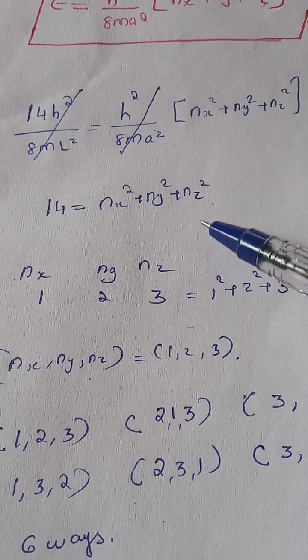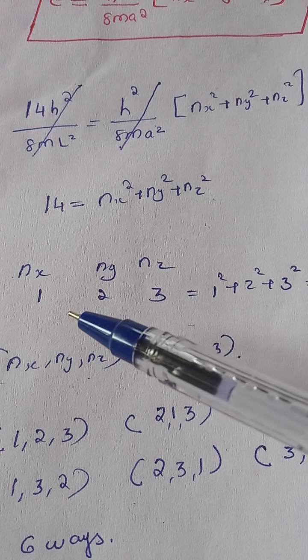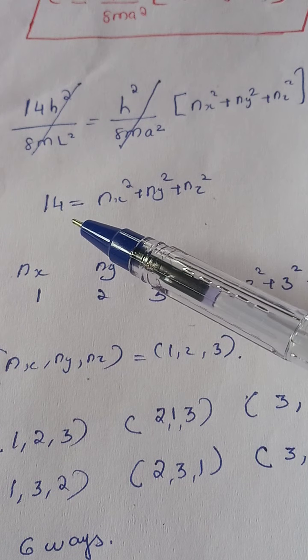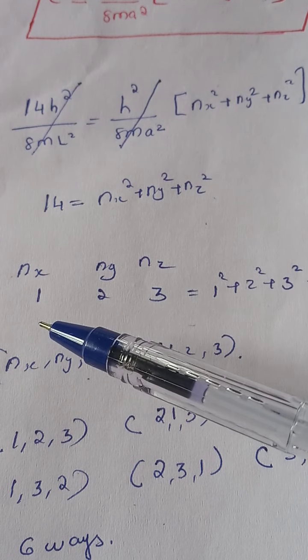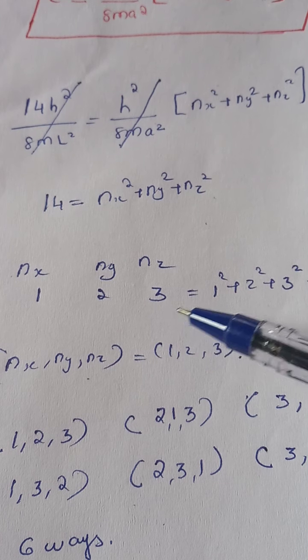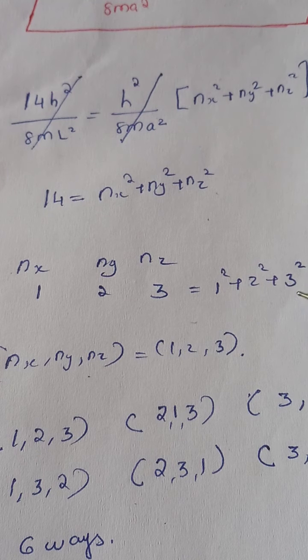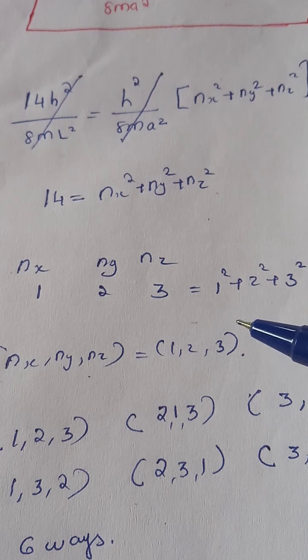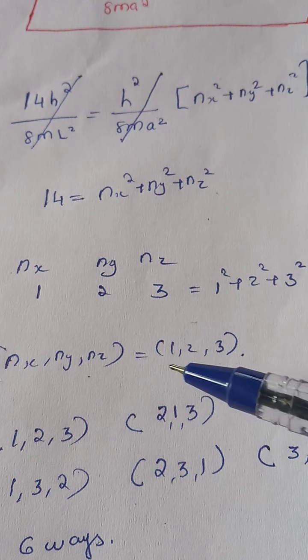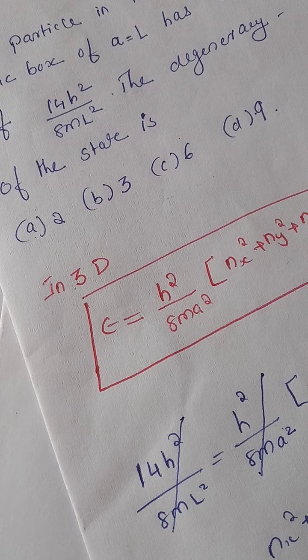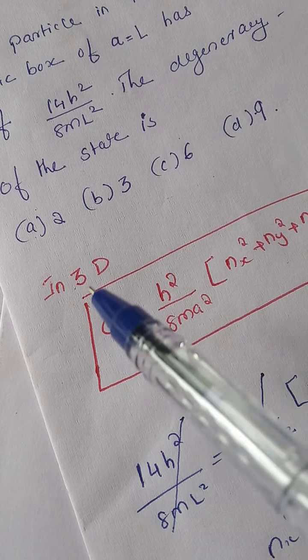Next we want to find suitable values for nx, ny and nz to get the value of 14. So we choose 1, 2, 3 as our numbers, and if we square and add, 1 square plus 2 square plus 3 square, 1 plus 4 plus 9 is equal to 14. So we confirmed that nx, ny, nz is 1, 2, 3. Next our question is to find the degeneracy of the state.